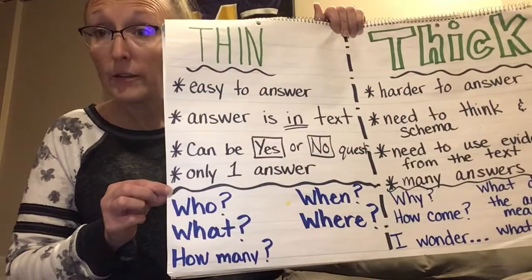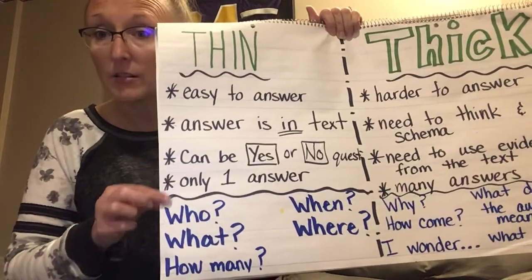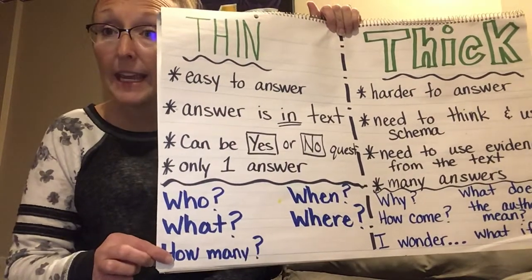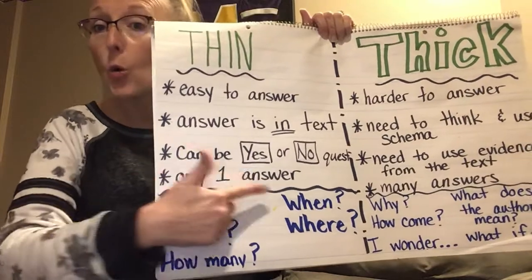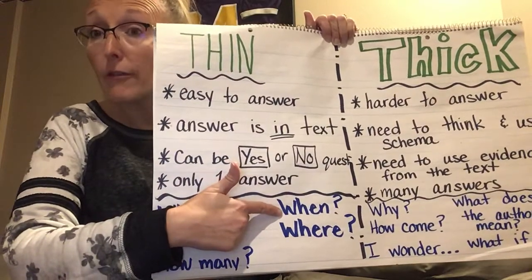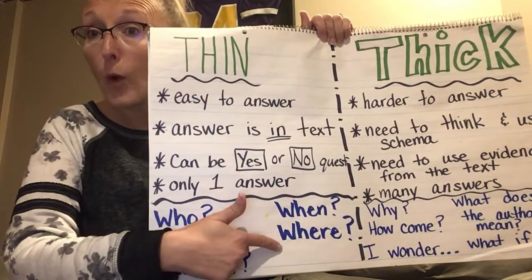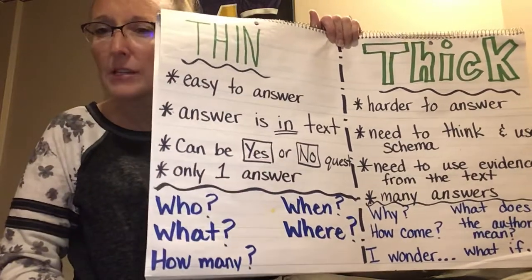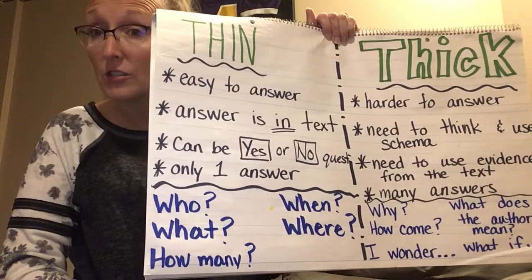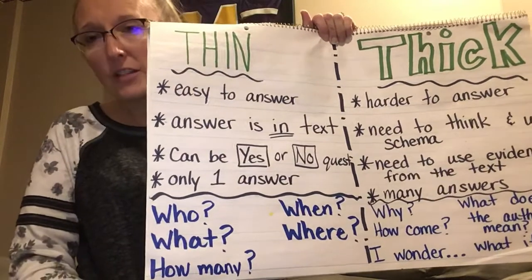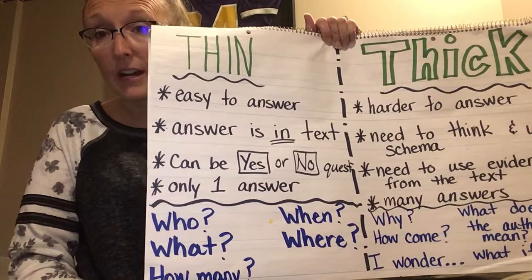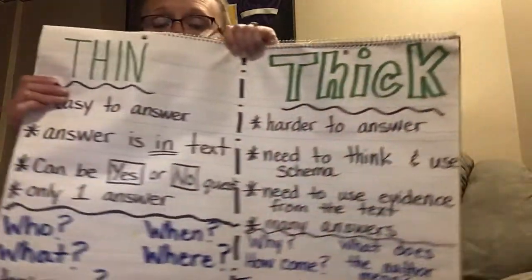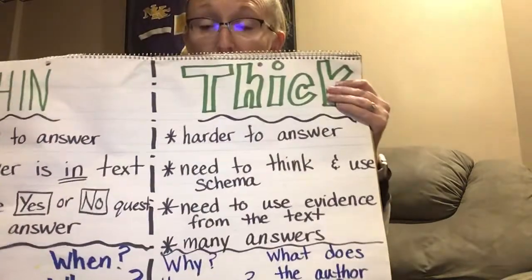Questions like who is the character, right? There's only one answer. What were they doing in the house? How many friends did they have? When did Wolf go to his party? Where was everybody hiding? I was thinking about a whole bunch of different books when I was practicing asking those questions. But they're all thin questions. The answer is right there in the story. Easy to find. They're okay sometimes, but we're going to talk about thick questions.